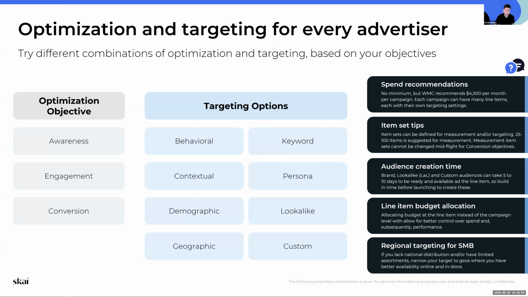We strongly recommend allocating budget at the line item level so that you can have more control and subsequently get better performance. And if you are a smaller brand, and perhaps you only have a regional assortment, you can narrow your targeting to just those places where you have good penetration and good availability, those geos that you're stronger in. I think that's something I learned over the years working with a lot of programmatic clients that go full funnel: they oftentimes forget that you don't have to go national if you don't actually have the distribution to back it up.